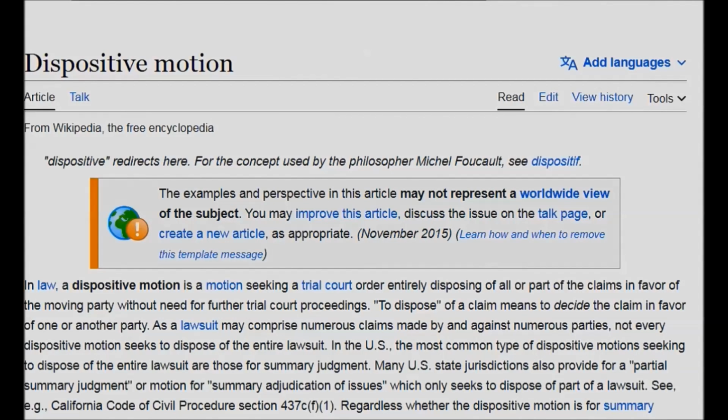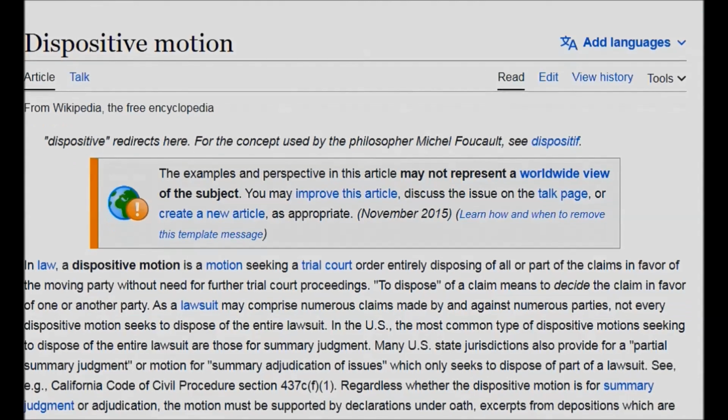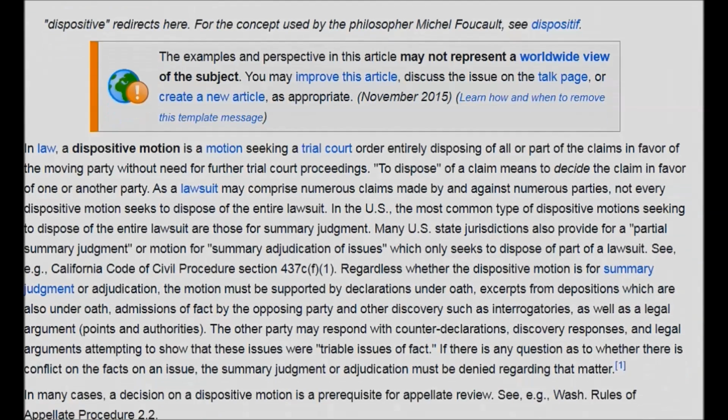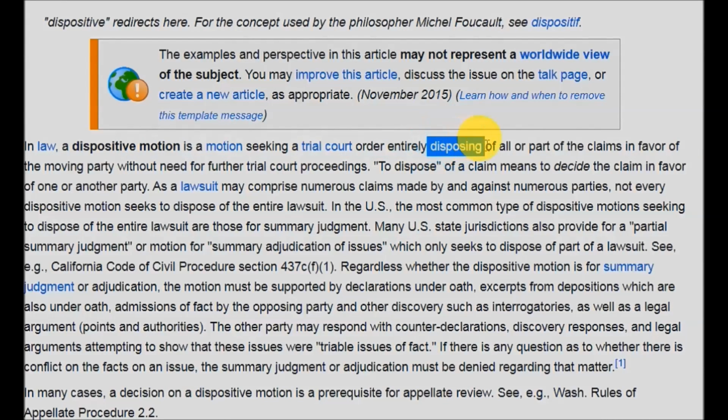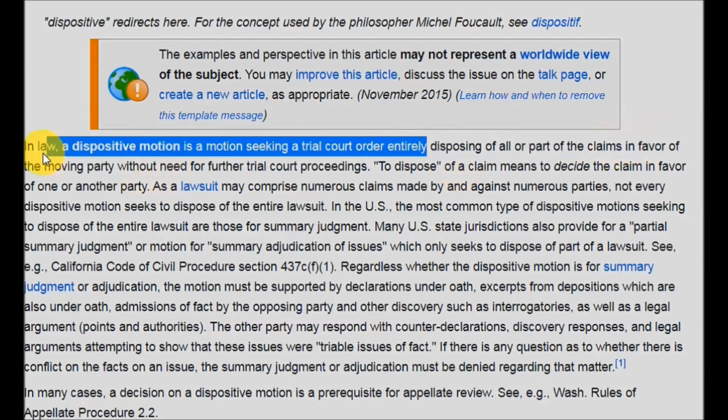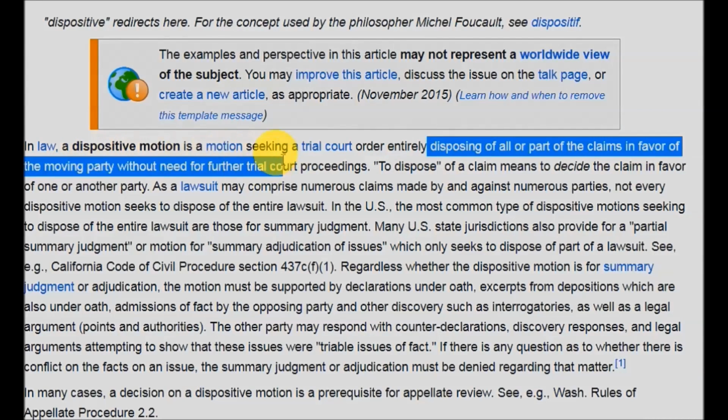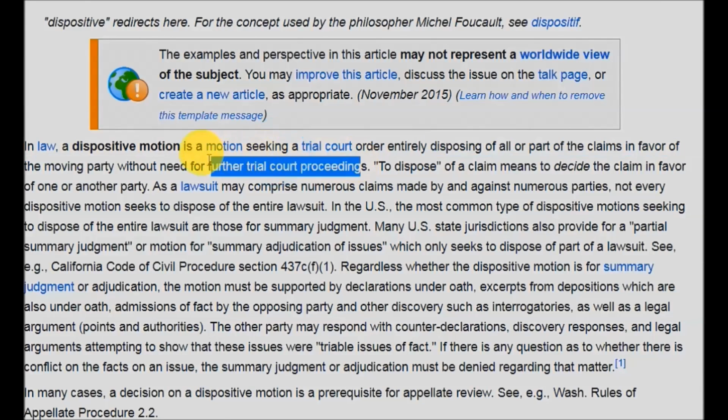What does dispositive motion mean? Because you've heard me repeat it in this video, many other videos so often, and you will keep seeing it in these documents. In law, a dispositive motion is a motion seeking a trial court order entirely disposing of all or part of the claims in favor of the moving party without need for further trial court proceeding.